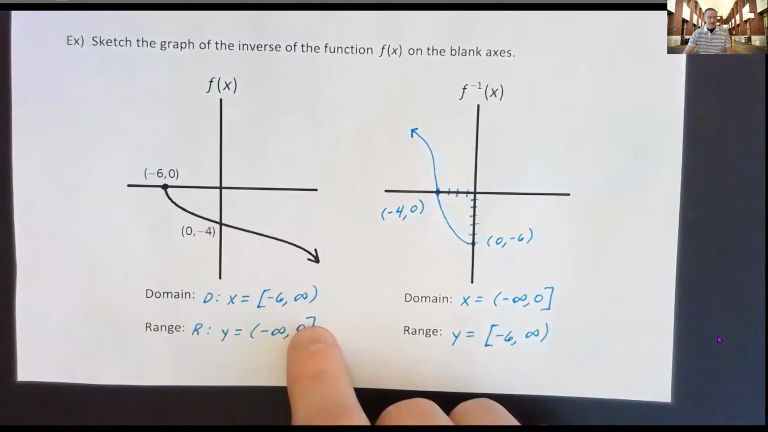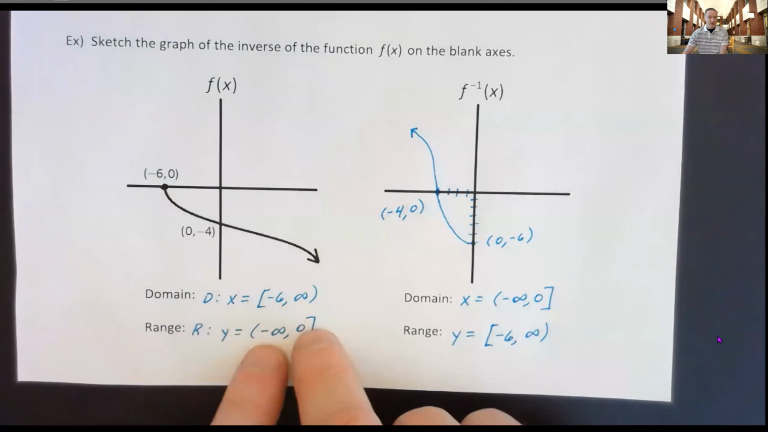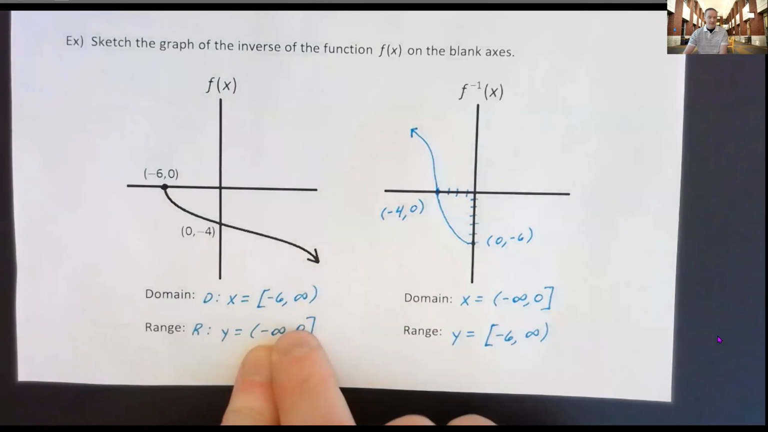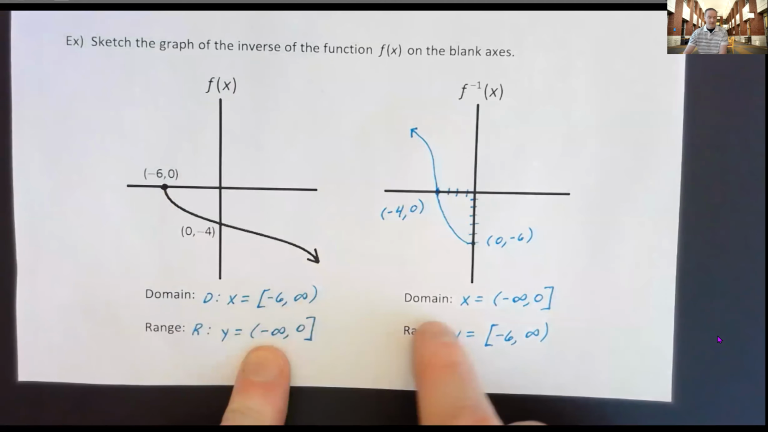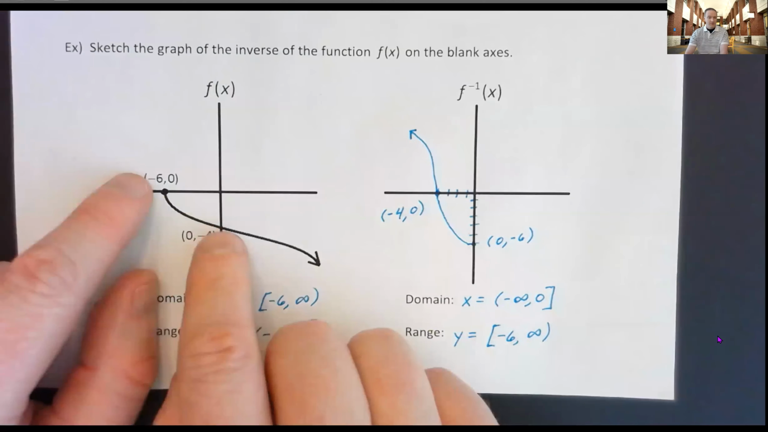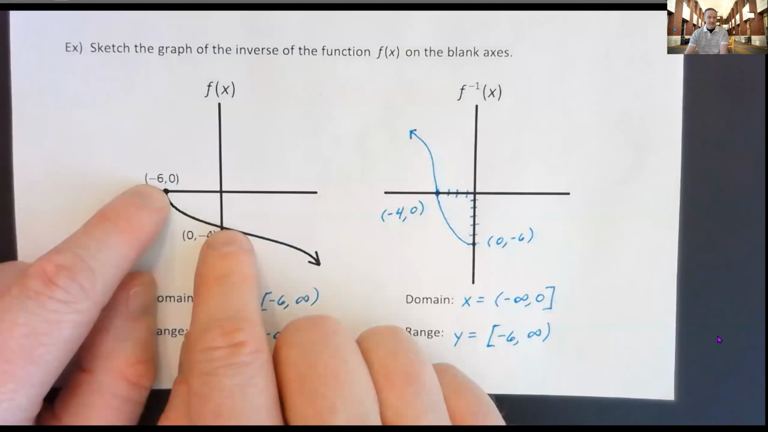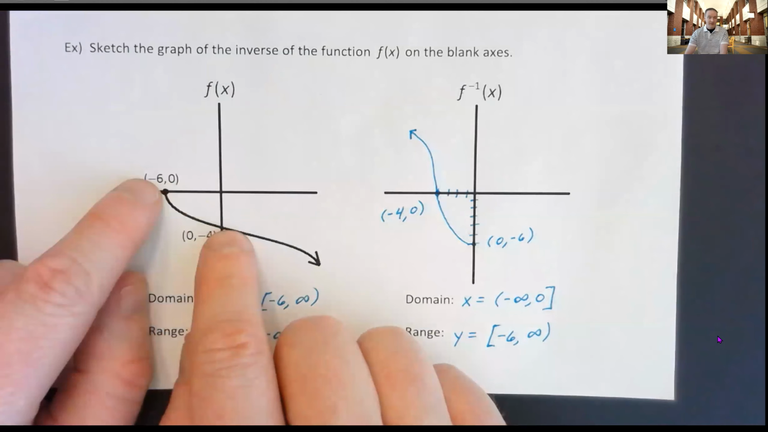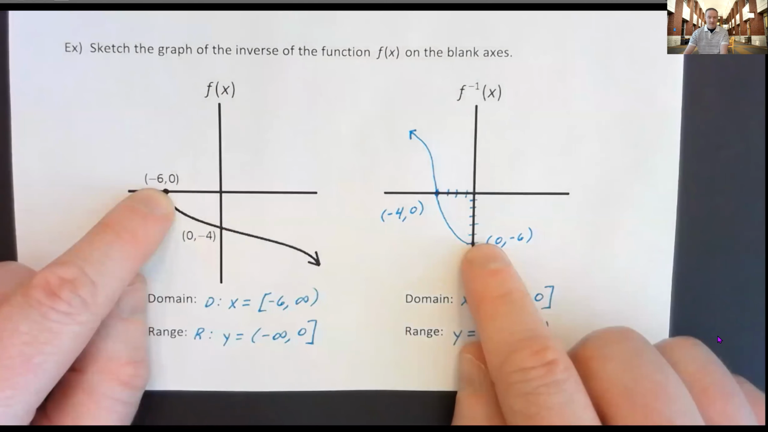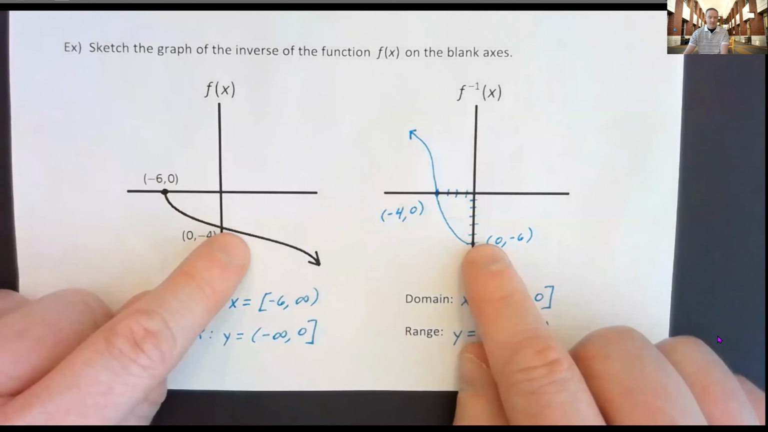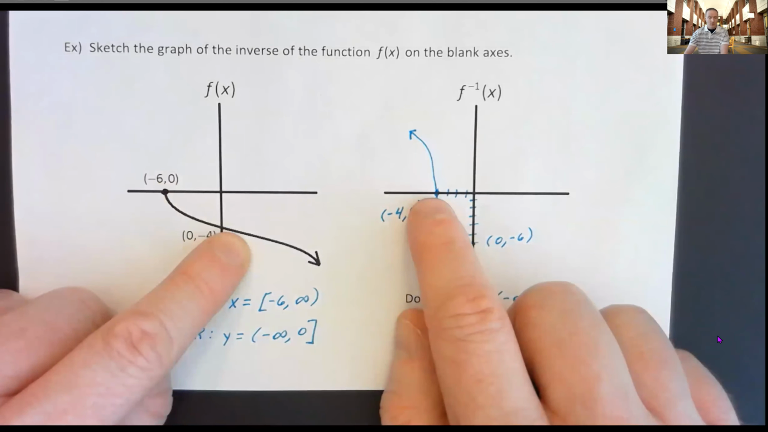Now, without even thinking and without even graphing this, I know the domain of the inverse has to go -infinity to 0. The range of the inverse has to be -6 to infinity. Now, plotting these 2 points, if the original function takes -6 to 0, the inverse has to take 0 back to -6. So this x-intercept becomes a y-intercept on its inverse, and I can say, well, that's where the ordered pair 0, -6 comes from. The original had the ordered pair 0, -4. Its inverse has to have the point -4, 0.